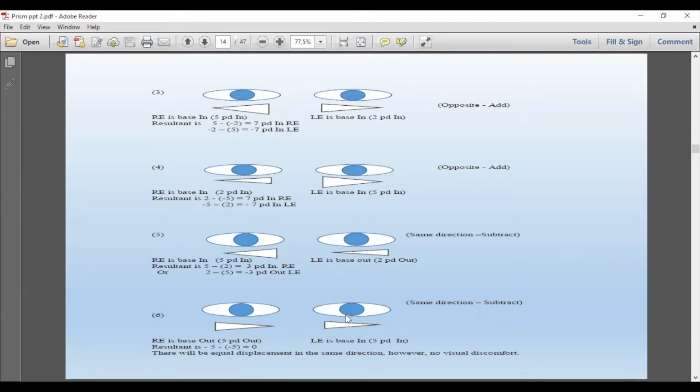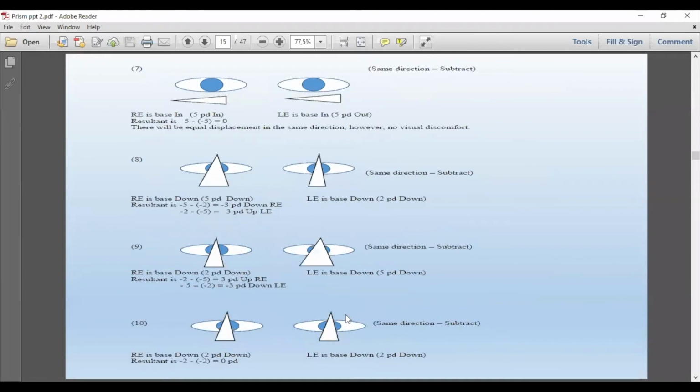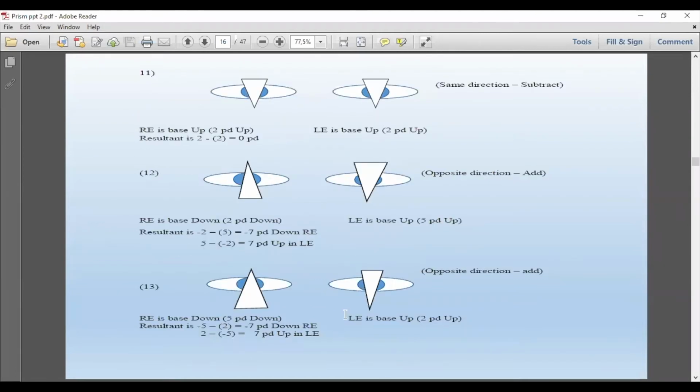Now, you might be asking, how is this going to affect you? But you'll see by knowing how to add and subtract, when it comes to prescriptions, then it all makes sense.